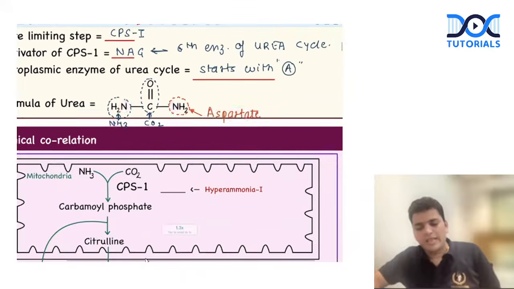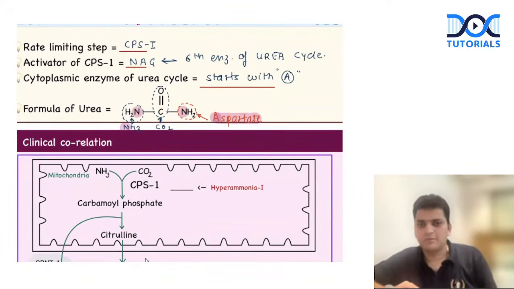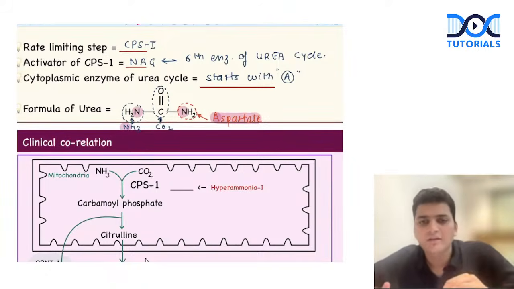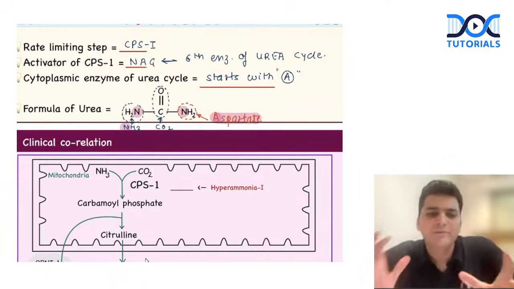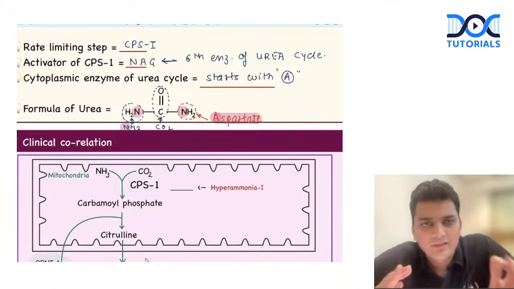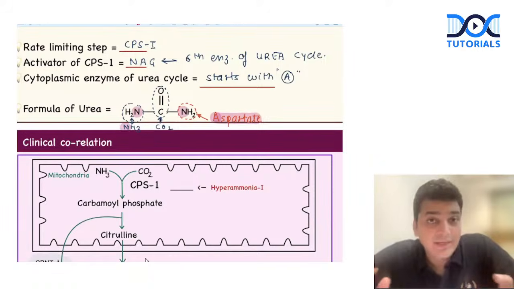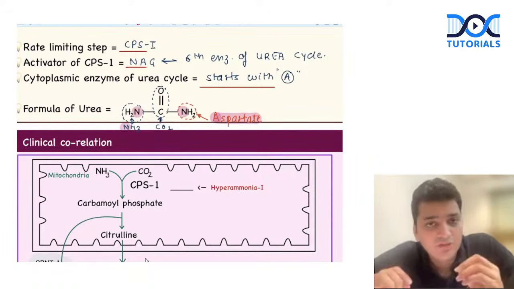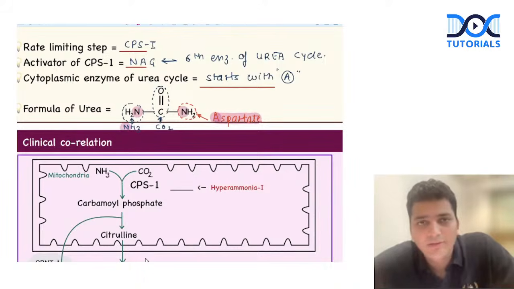Now coming to the last point in the urea cycle chapter, and that is the clinical part of the urea cycle. Before I go to that, you tell me one simple answer. The urea cycle is converting the ammonia into urea. By any chance, if the urea cycle doesn't happen because of deficiency of any enzyme, what will happen with the urea level?